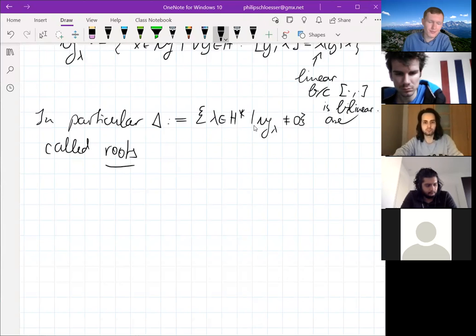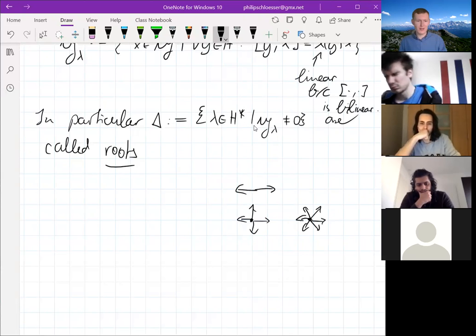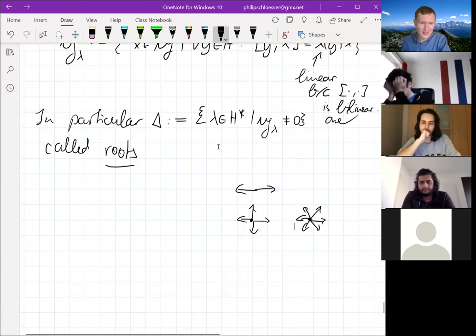And yeah, you can just draw them. For example, a famous root system is this one, or this one, or this one. Those are things you can classify. And this is where the Dynkin diagram classification of all of the simple Lie algebras comes from.